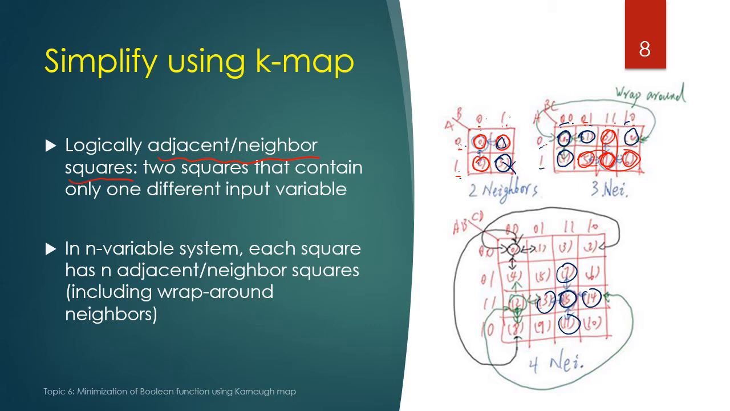And the wraparound also exists. For example, square 12 has label 13, label 4, label 8. But don't forget, square 14 is actually a label of 12 because in the combination 1100 and 1110, only this bit is different. So they are still labels. So 12 still has 4 labels.